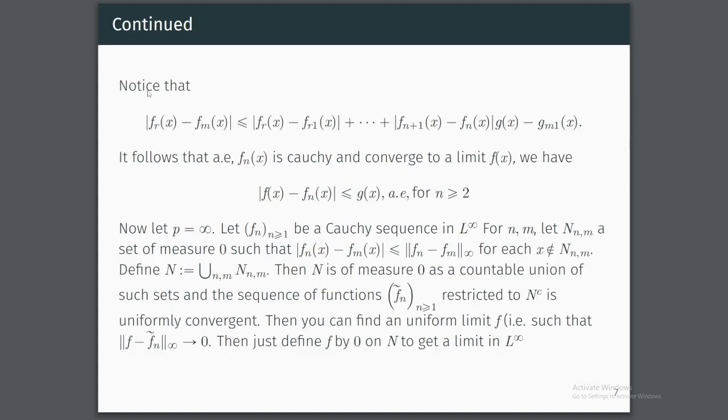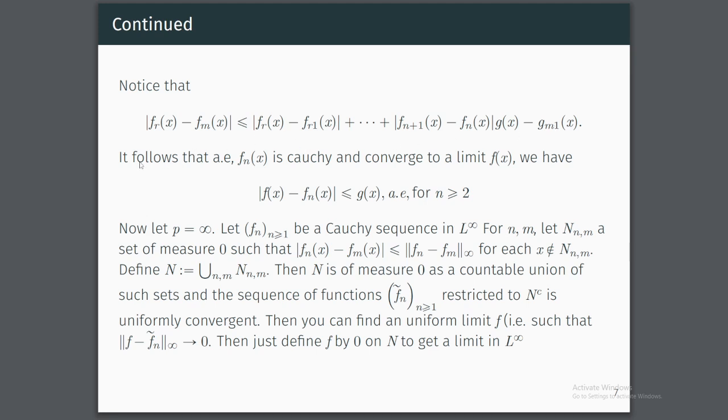Let's see here. Just notice that the difference between fr and fm is less than fr plus 1 and so on, so we're just continuing: r plus 1, r plus 2, up to n plus 1, up to n. And that should be less than g of x minus gm minus 1. A little bit of a LaTeX issue here.